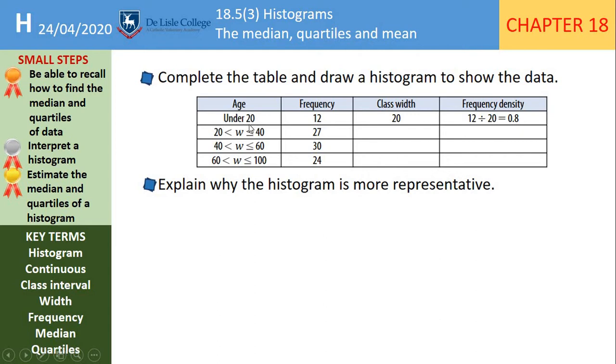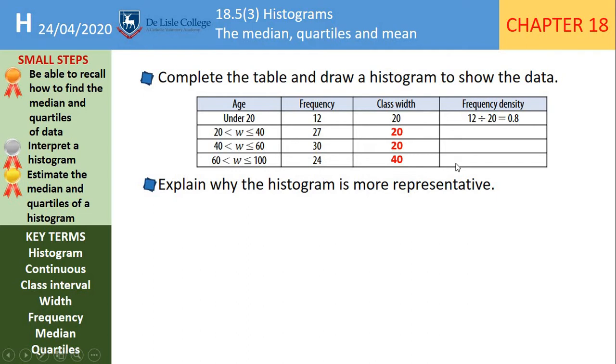This one says under 20, and we know an age can't go below 0, so 0 to 20 would mean this class width is 20. So let's fill in the class width column first. So for 20 to 40, the class width is 20, a difference of 20 between these ages. The class width from 40 to 60 is 20, and 60 to 100, the difference is 40.